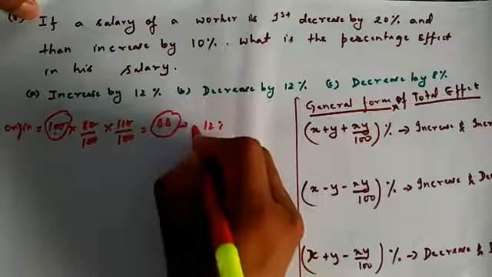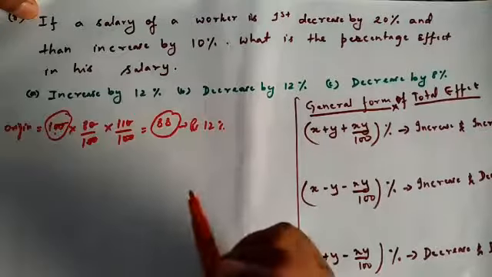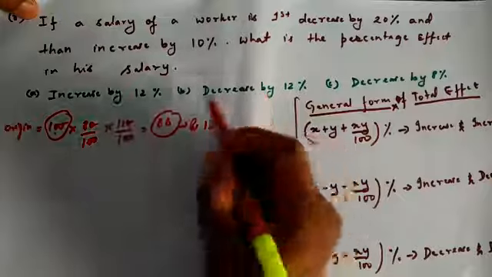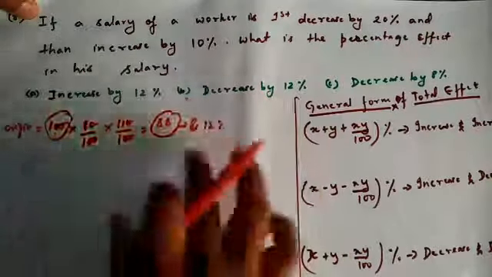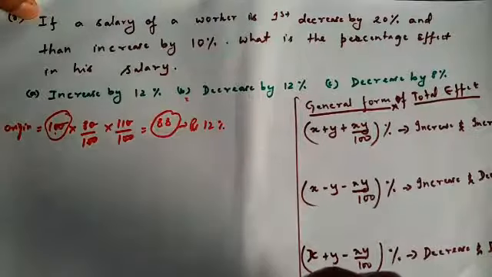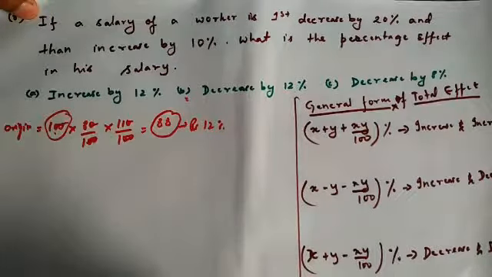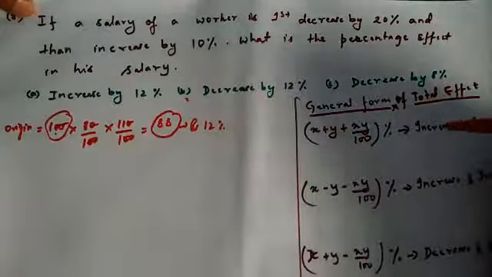That is a decrease of 12 percent, so as you can see, this will be the answer. This is the traditional way we can solve it. Now there is a shortcut way we can use, and I'll show you this step by step.